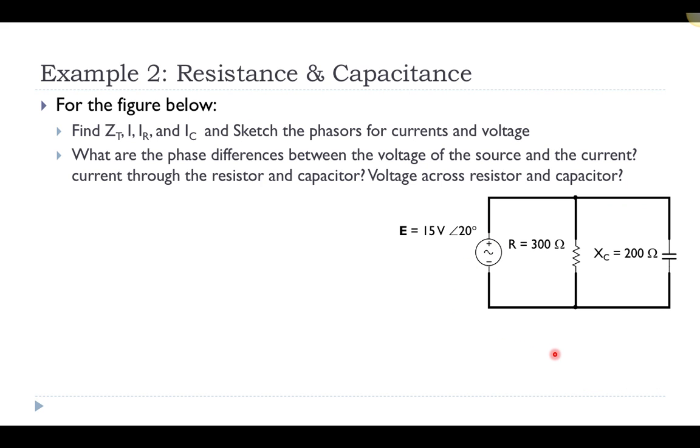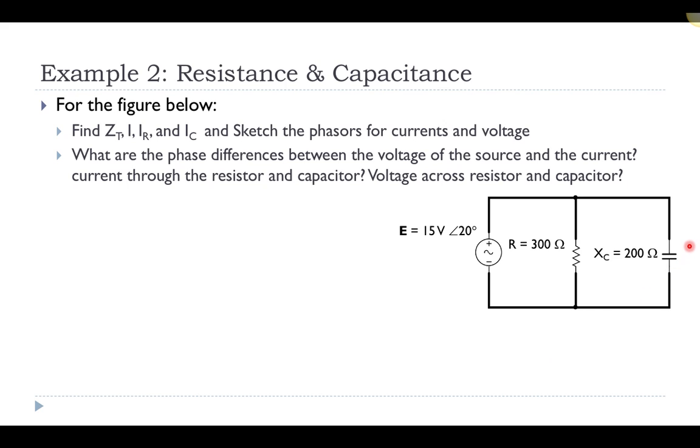All right, let's consider a capacitor and a resistor connected in parallel. Basically, we want to find the total equivalent impedance, the total current that's coming out of the source, and in this case, the current flowing through each of these components. And then the same sort of question: what is the phase difference between the source voltage and the current that comes out? And how does the current through the resistor and the capacitor compare?